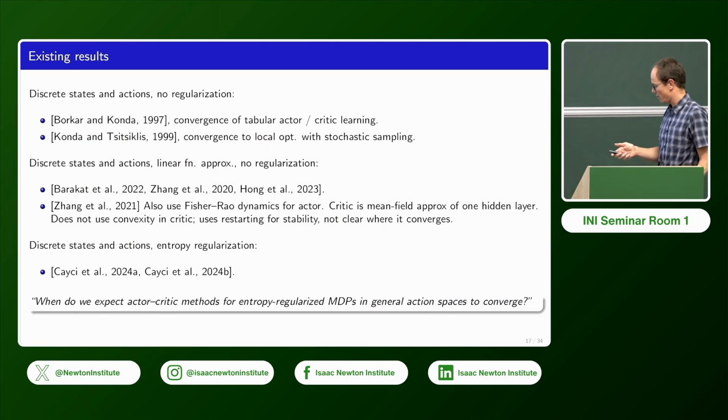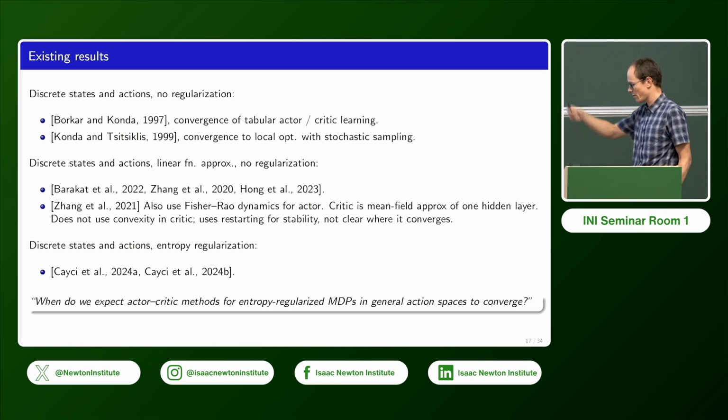Okay, but in fact the result is strange to interpret. It doesn't use convexity of the critic. It uses restarting for stability. So whenever the critic goes too far away from initialization, they just restart it. It's really not very clear where it converges, and they use the KL as the gizmo, like in the previous slide, through which they want to get convergence, but they add no regularization. So in principle, the KL term can be infinite. Or well, maybe that's why I put it with discrete actions, because the only way to get this finite is to have discrete actions.